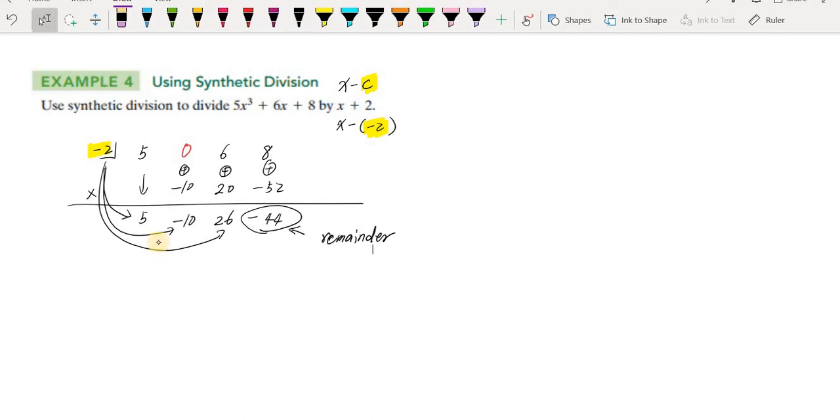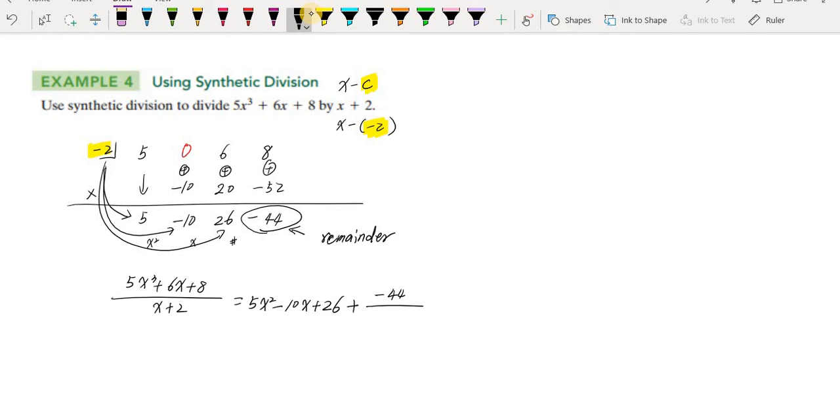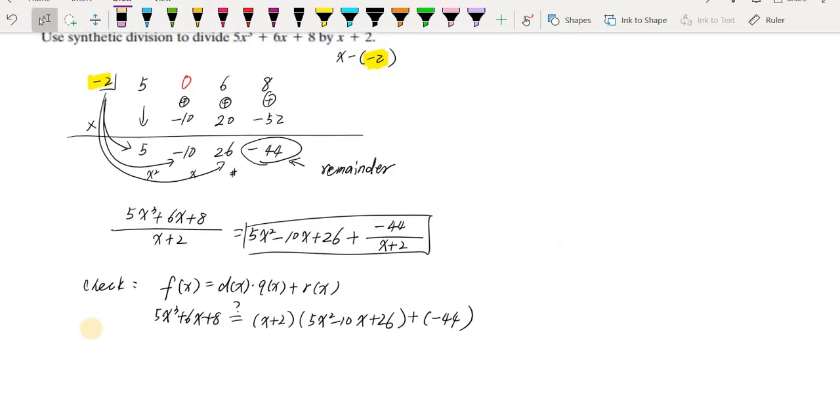So I'm write down my answer, that will be 5x third power plus 6x plus 8 over x plus 2 is equal to, again, this is your remainder, then this is my number, then this is my x, then this is my x squared. Okay? So my answer is 5x squared minus 10x and then plus 26. And then the remainder, that will be plus negative 44 over the divisor is x plus 2. Alright, so that is my answer. You can use the same rule to check your answer.